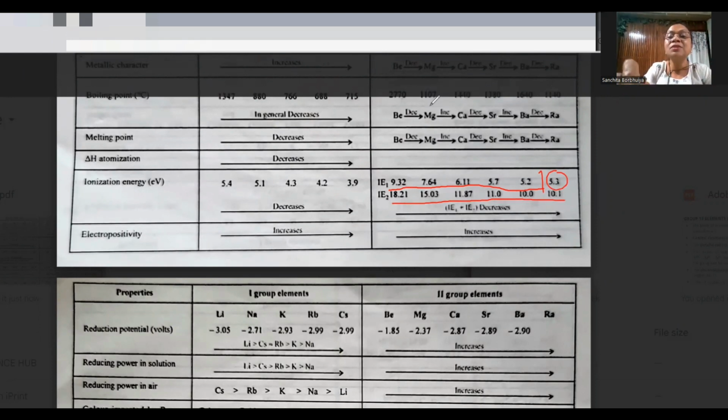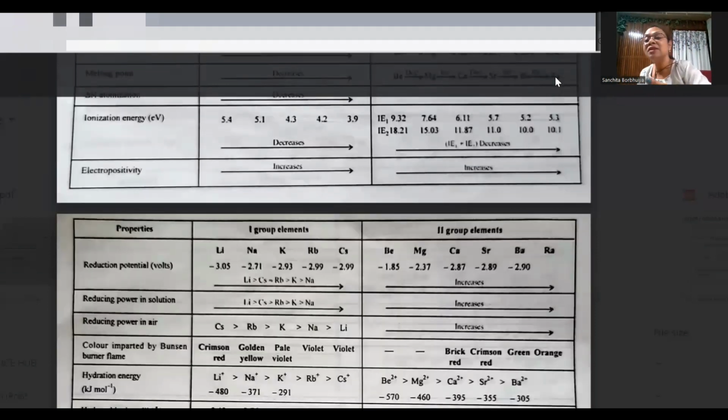Going on to the next characteristic, the electropositivity. They are all metals. So if you go down the group, the electropositivity would increase because it would be easier to lose the electrons. If they lose electrons, they are electropositive, and if they gain electrons, they are electronegative. So they are all becoming more and more metallic when we go down the group. So electropositivity increases, be it for group 1 or group 2.